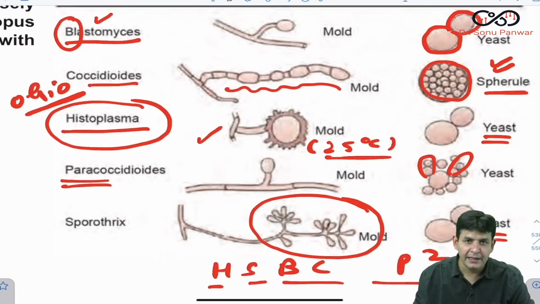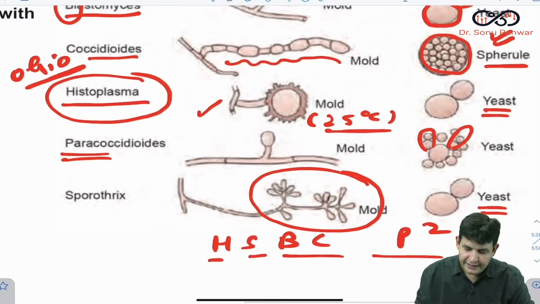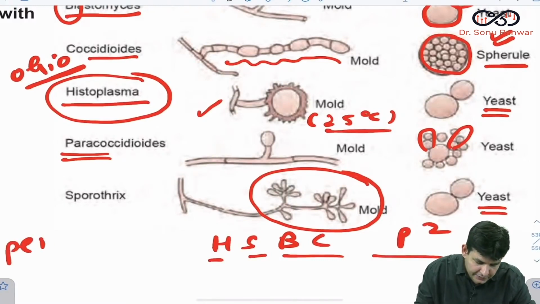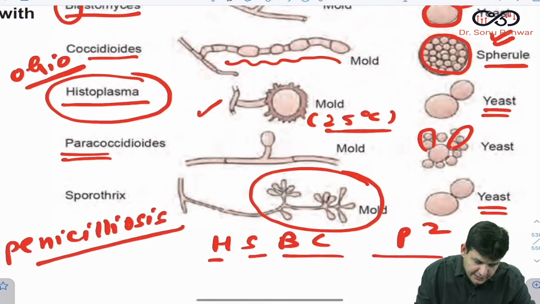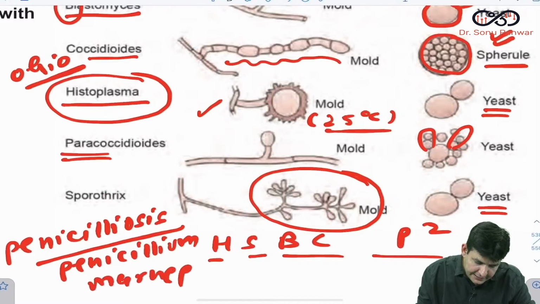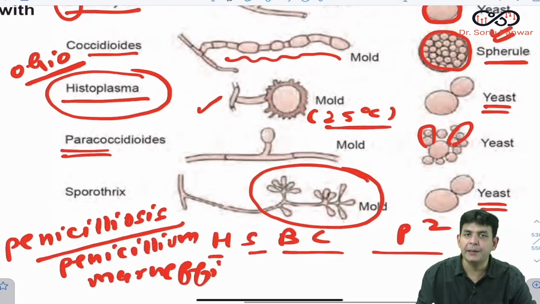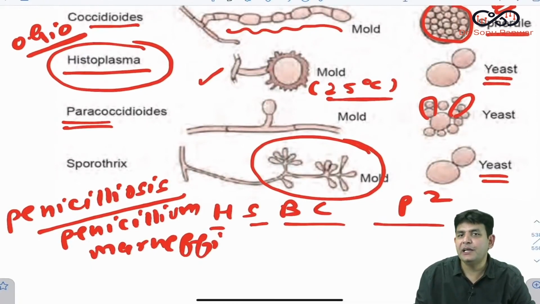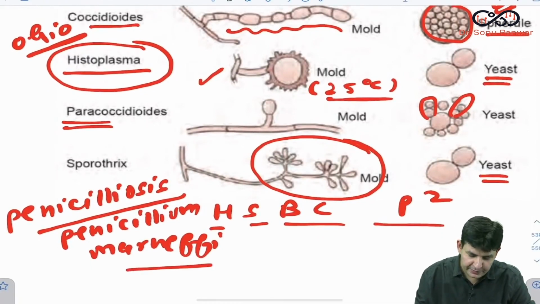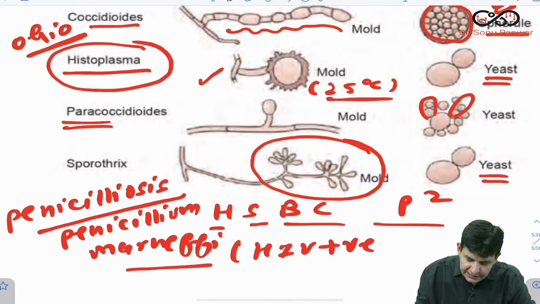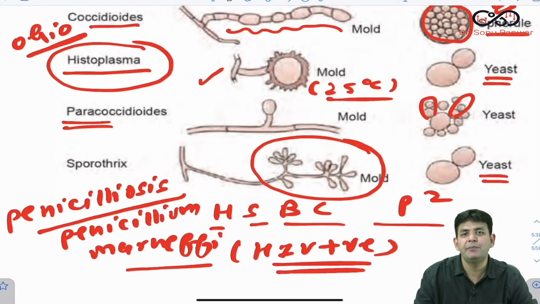Now you must be wondering what the other P is. The other P here is penicilliosis, and this is caused by a particular fungus termed Penicillium marneffei, which has a brush border conidal arrangement. And this infection is common in whom? HIV positive ones.